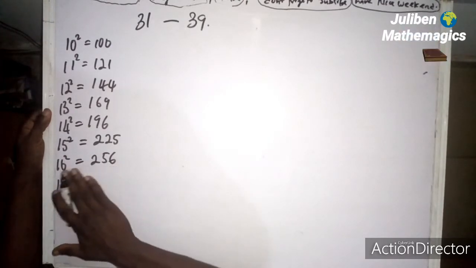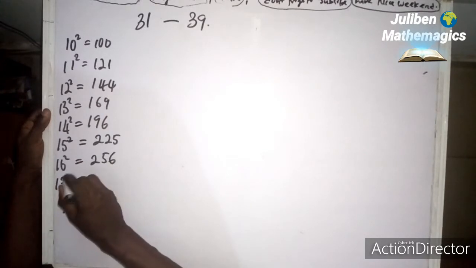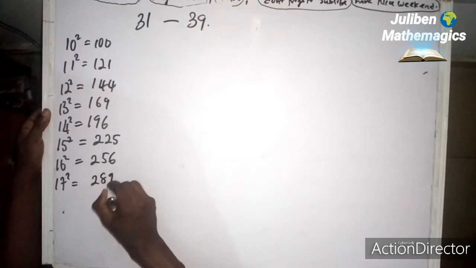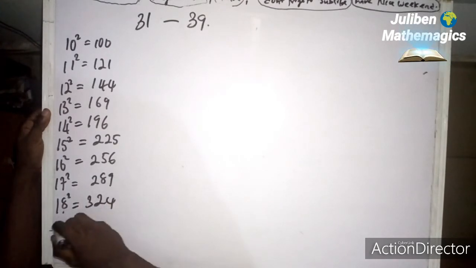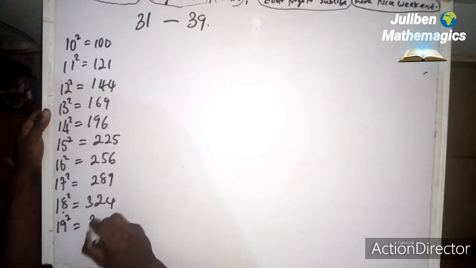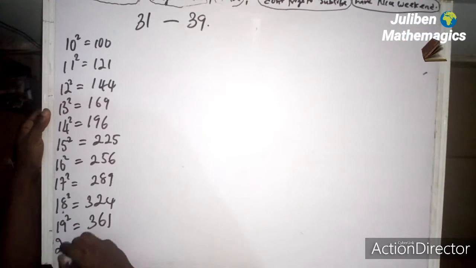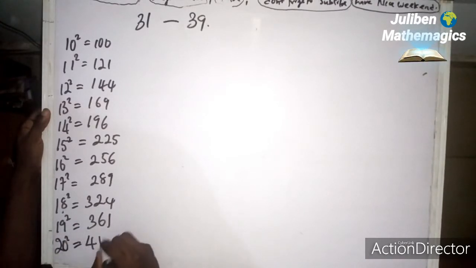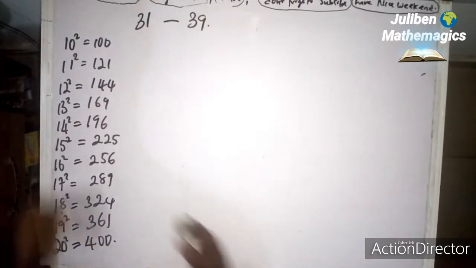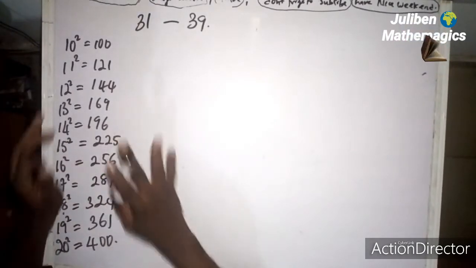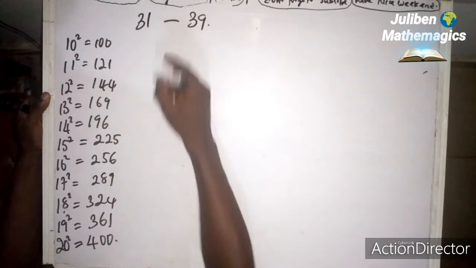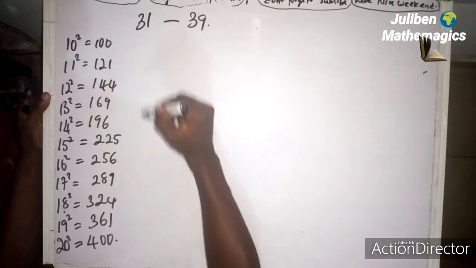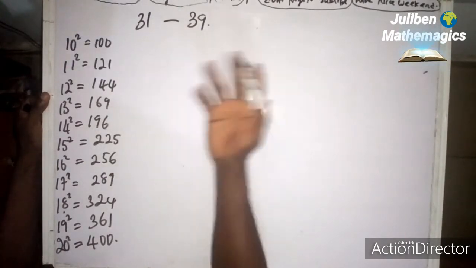17 squared is actually 289. 18 squared is 324. 19 squared is 361. Then 20 squared is 400. Now, at least this is a background, what you have to store in your memory. Then, the squares of numbers. Now, let's see how it works from 31 to 39 in a very quick manner within seconds.